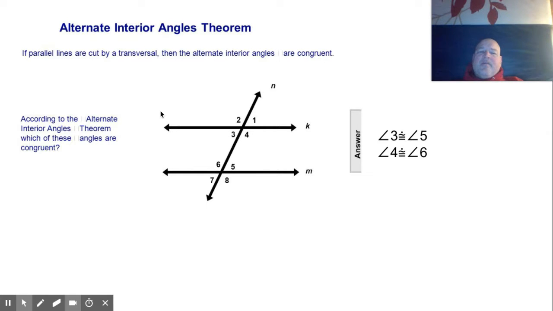Here's the alternate interior angles theorem written out. If parallel lines are cut by a transversal, then alternate interior angles are congruent. 3 is congruent to 5, 4 is congruent to 6.